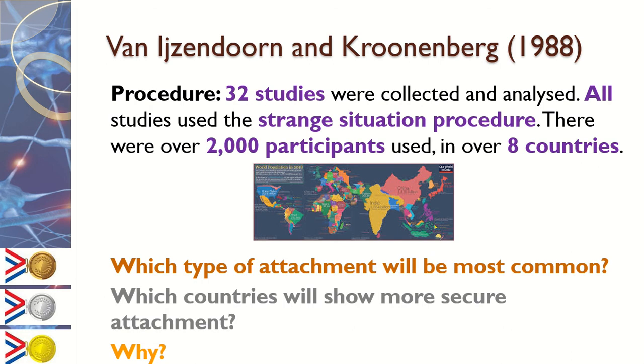And also, what are the positives of a meta-analysis? How is it positive to collect lots of data about a topic? So the procedure was that there were 32 studies that they collected and analysed, and all the studies used the strange situation procedure. Now this is important again because it's showing the consistency: each study is using the same procedure, so that when we analyse the data, that is making the data more valid and also more reliable, because there is a consistent procedure throughout.